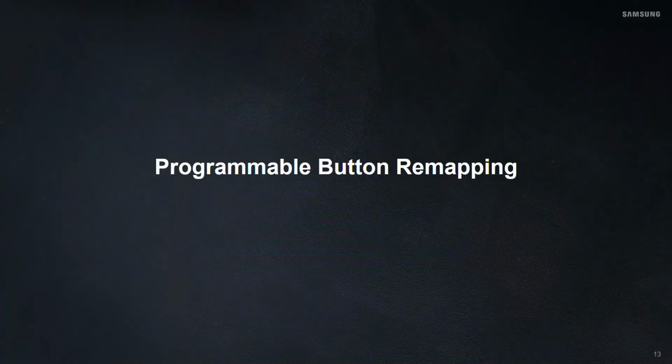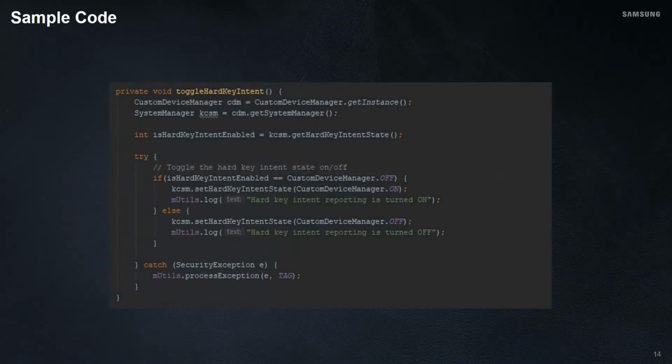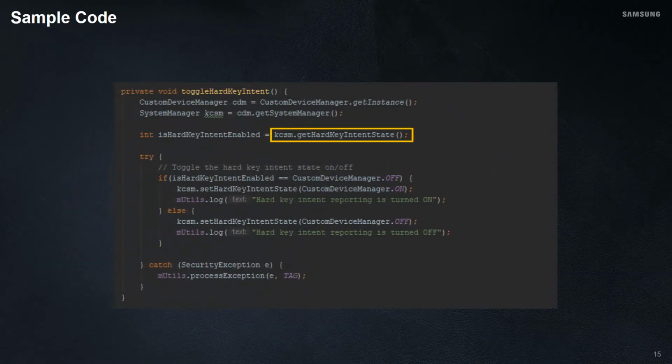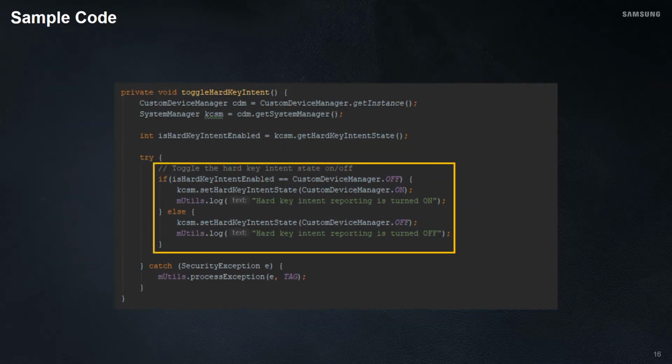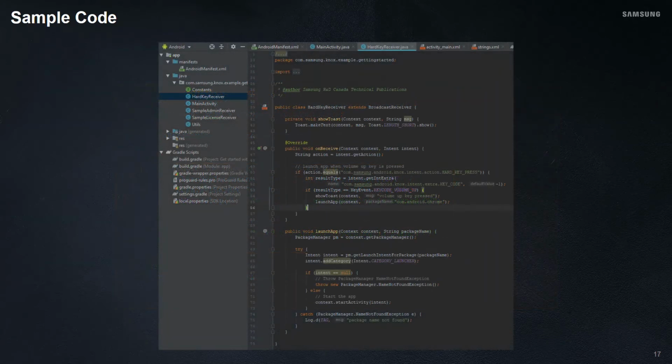Let's go through how to remap the volume up key to launch an app. First, you'll need to check the hardware state. In this example, we're checking the hard key intent reporting state by calling kcsm.getHardKeyIntentState. Then, to toggle the hard key intent reporting on or off, set the intent to the opposite of the return value. You'll then need to create a new broadcast receiver class to listen for the key press intent.